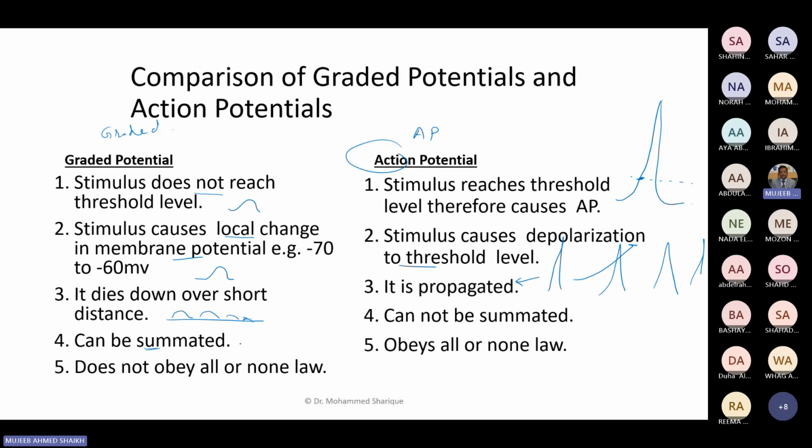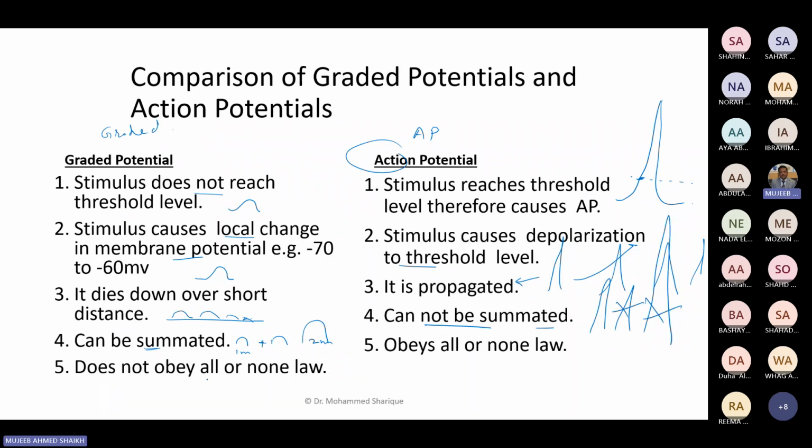Here, graded potentials can be added. 1 millivolt change plus 1 millivolt change will give you a bigger 2 millivolt change. So it can be added. Here, you cannot add this plus this to give this. Not possible.